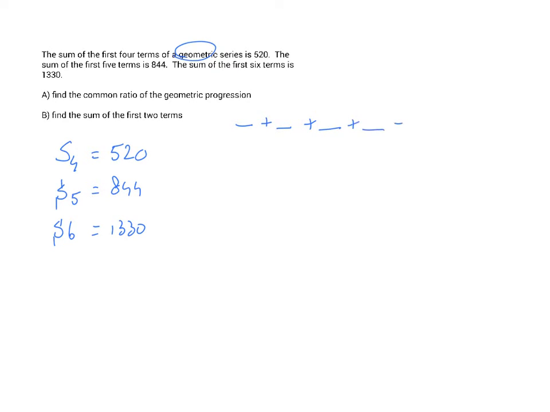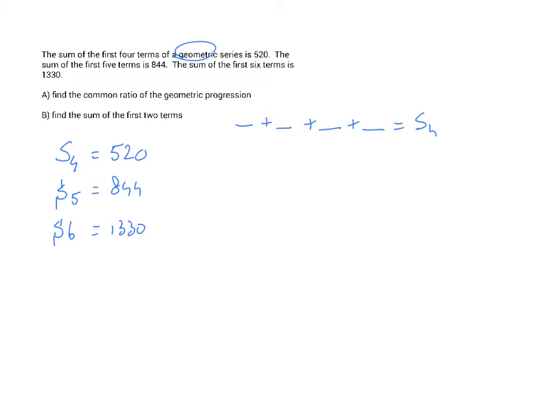Okay, so let's just organize the information first of all. It's important to realize we're talking about geometric series, geometric progression, so not to be mistaken for arithmetic. The sum of the first 4 terms, so S4, equals 520, and the sum of the first 5 terms is 844, and of the first 6 terms is 1330. But that's the sum, so term 1 plus term 2 plus term 3 plus term 4 is S4, and the first 5 terms S5.